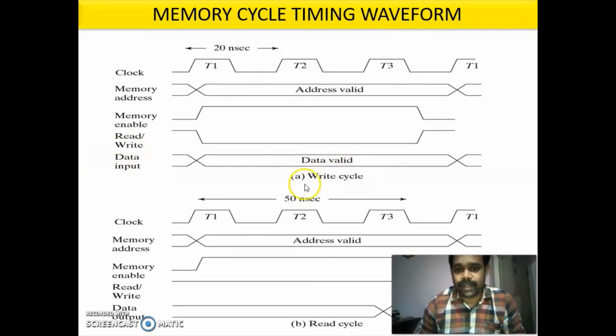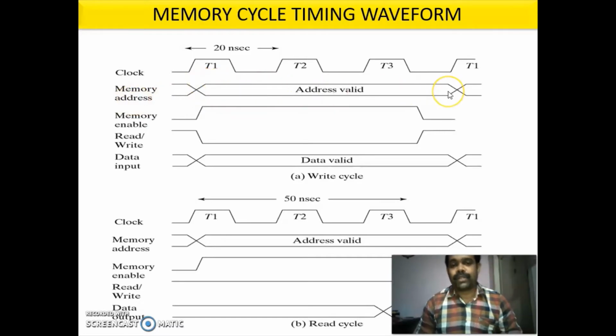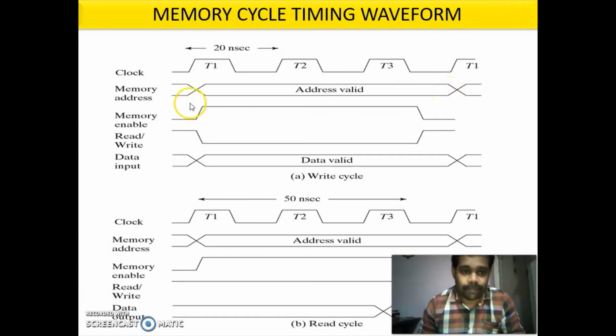So first, we are writing some information into the memory. During the first positive edge of this clock pulse, the top line is memory, the bottom line is address. You are making the address line high so that the information at the particular address can be accessed. So first we are making the address line high.